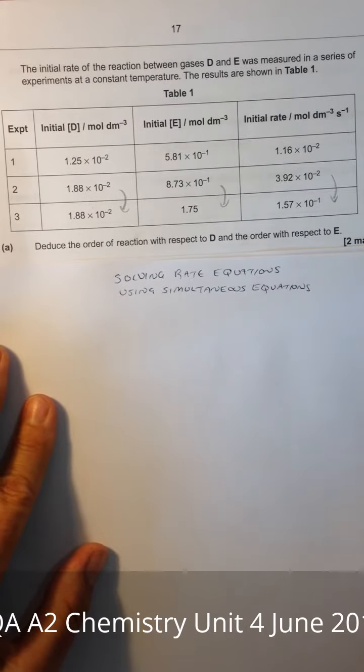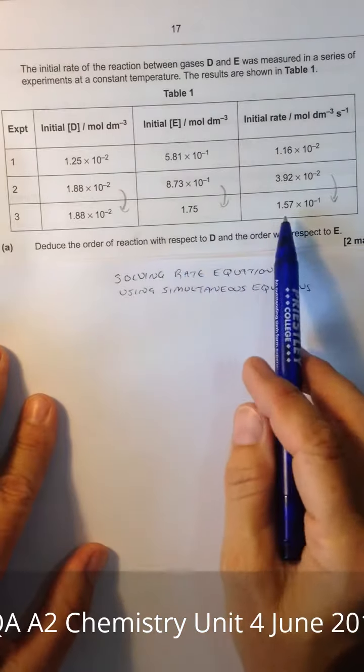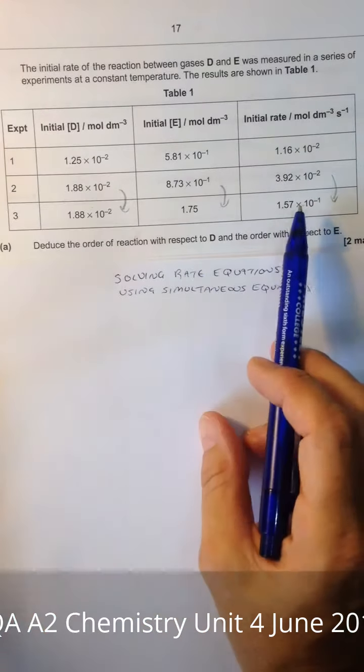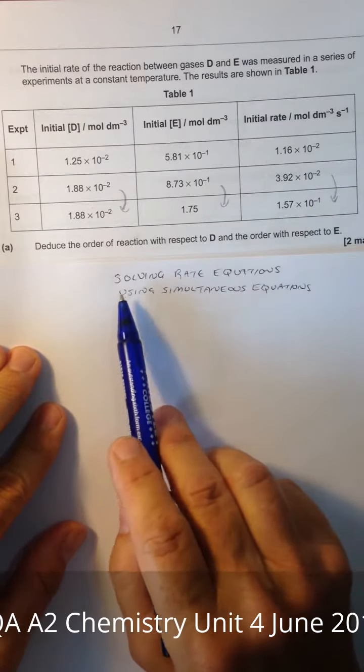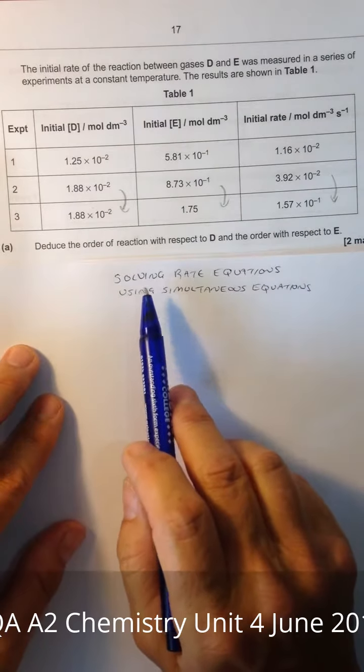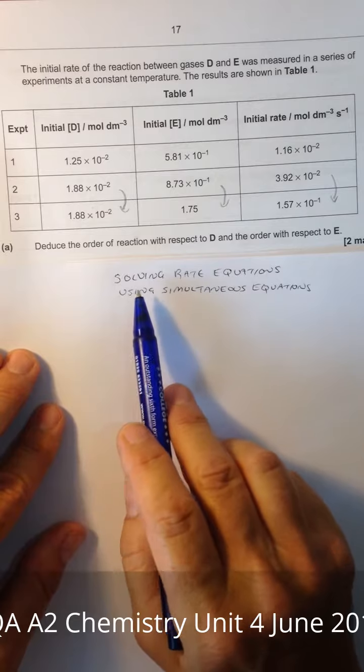What we're going to do here is to solve this Unit 4 paper question on rates of reaction, which I found to be very tricky. We're going to use a method that you can use for solving any rate equation.